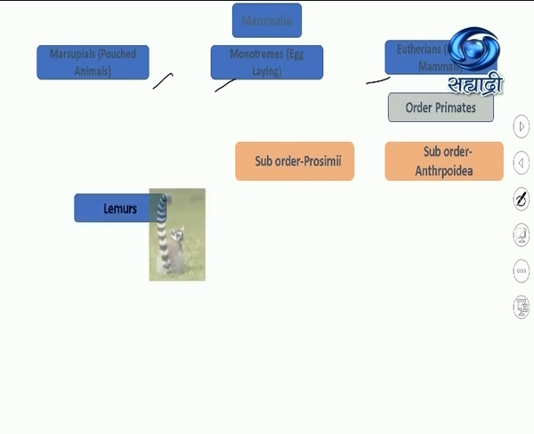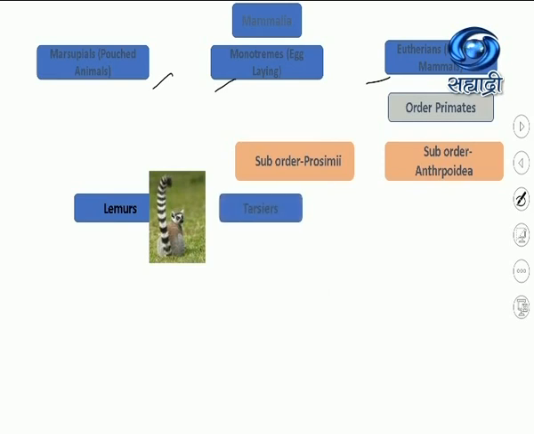Prosimy includes lemurs. You can see in the picture lemurs. These are tree dwelling. They have a bushy tail. They are nocturnal. Then we can see tarsiers. They are also tree dwelling, nocturnal, found in the Madagascar Islands. You can see their digits. They have big digits to hold the trees. They have big eyes because they are nocturnal so that they can see at night. So tree dwelling animals, lemurs and tarsiers, belong to suborder Prosimy.